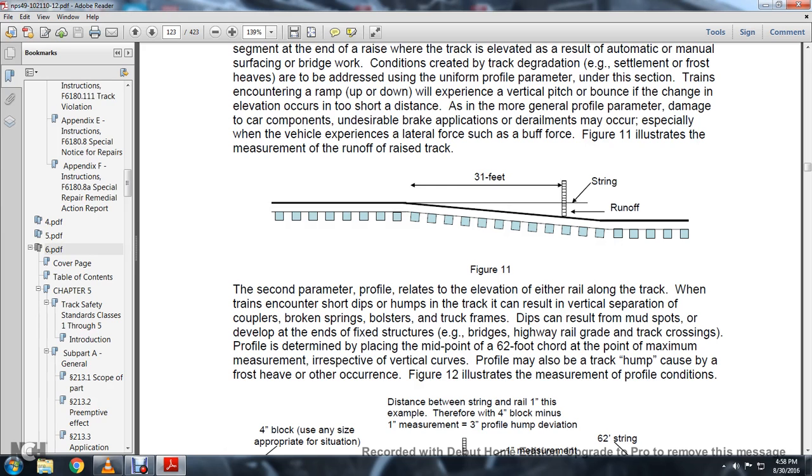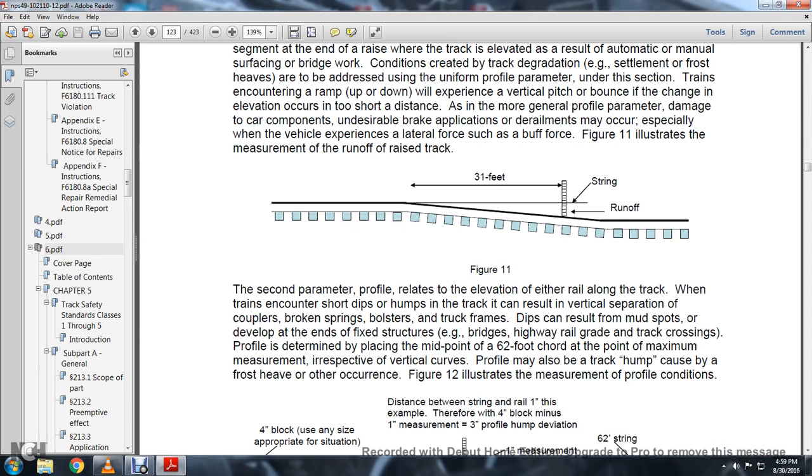The second parameter relates to the profile of either rail along the track, whether the track encounters a short dip or hump that can result in vertical separation of the coupler, broken springs, bolster, and truck frames. Dips can result from mud spots developed at the ends of fixed structures, bridgeways, highway and railway crossings, and track crossings. Profile is determined by placing a 62-foot chord at its midpoint at the point of the maximum measurement in respect of the vertical curves.